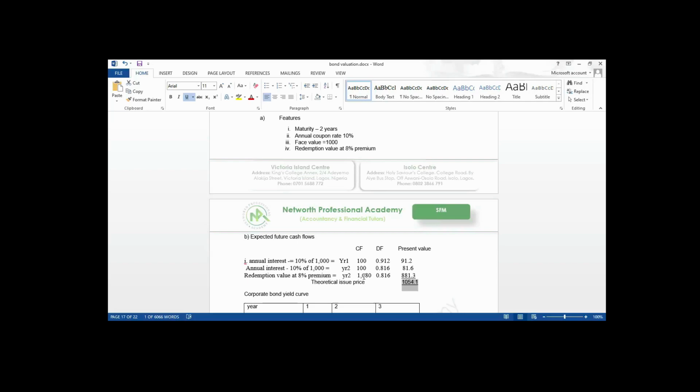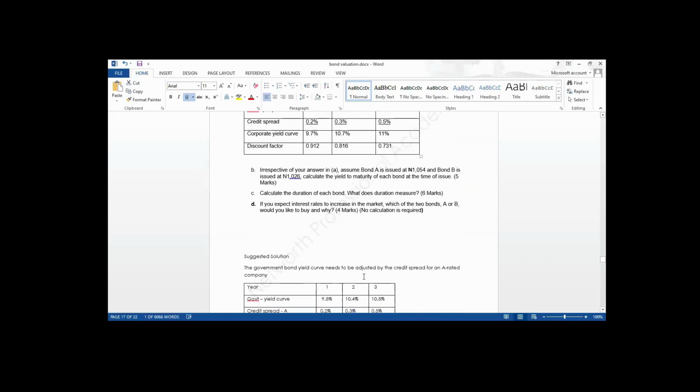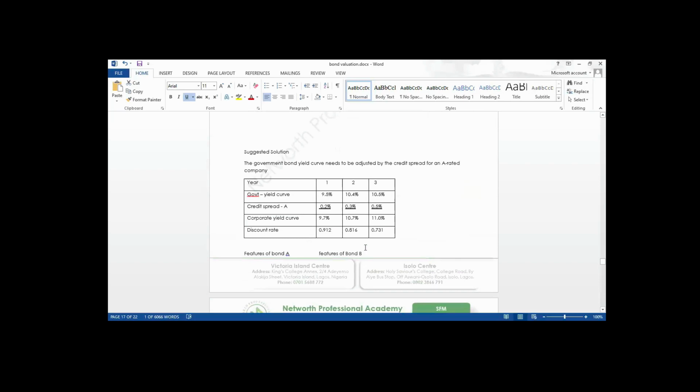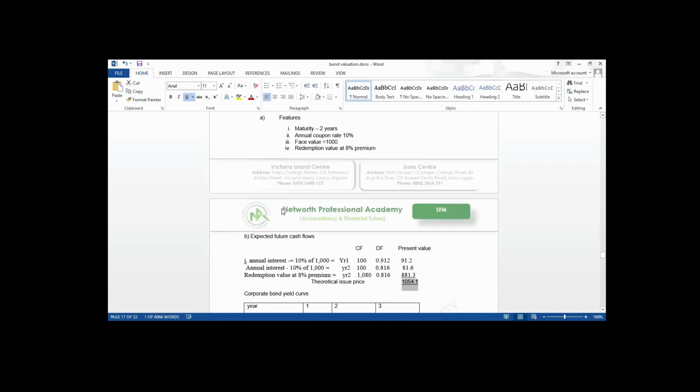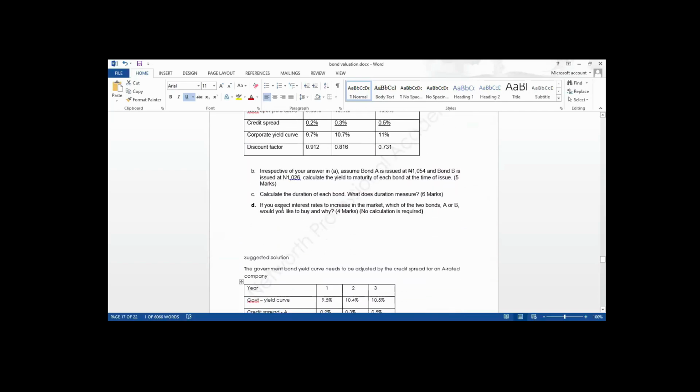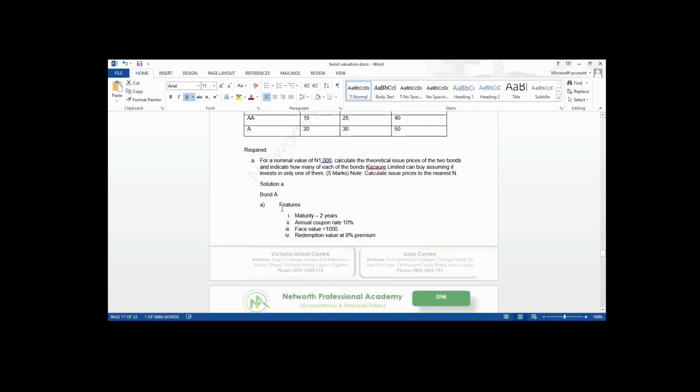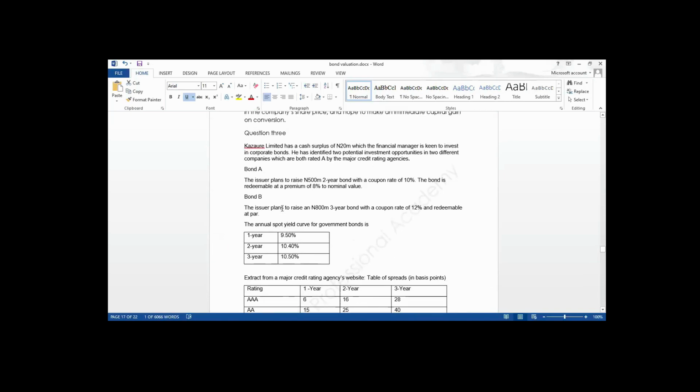Now let's look at bond B. Solution is here. Those things we have done. I'm just trying to get the class together. The solution is with you 100%. We are doing it together in the class. So look at bond B.